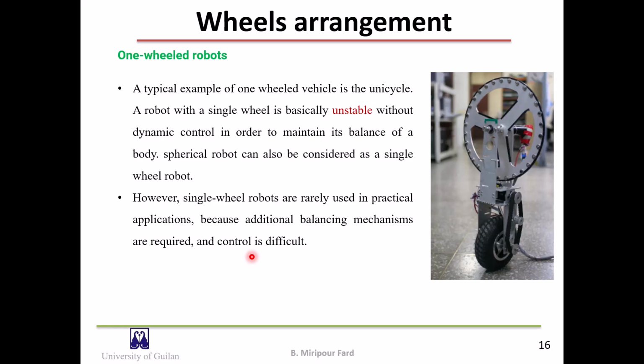We've looked at types of wheels in the previous slides. Let's look now at some common wheel arrangements. A typical example of a one-wheeled vehicle is the unicycle. A robot with a single wheel is basically unstable without dynamic control in order to maintain the balance of its body. A spherical robot can also be considered a single-wheeled robot. However, single-wheel robots are rarely used in practical applications because additional balancing mechanisms are required and control is really difficult.